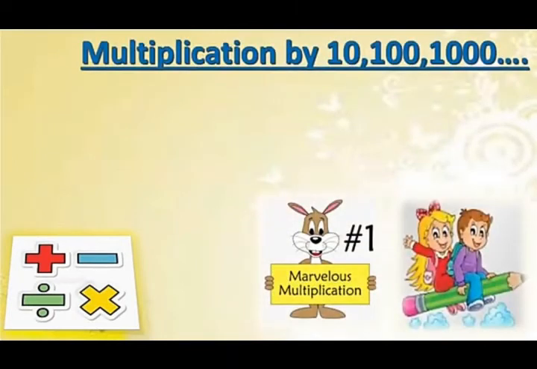Now let us learn to multiply by tens, hundred, thousands. To multiply a given number by 10, we write 0 in ones place and multiply the remaining number by 1. For example, 25 multiplied by 10. 0 is copied at ones place and 25 multiplied by 1 is 25. Therefore, 25 multiplied by 10 is 250. Similarly, 50 multiplied by 10 is equal to 500.